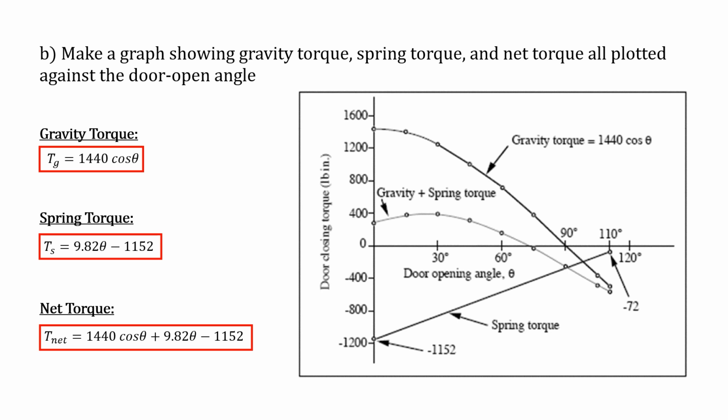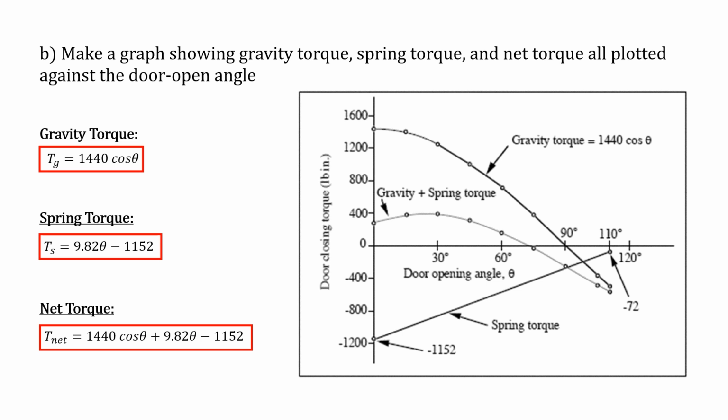The top curve there just shows you your gravity torque. It does make sense, because of your cosine term, that it intersects with 0 at 90 degrees. And yeah, so your spring torque is a linear equation at the bottom. It intersects with your y-axis at that negative 1152 value.